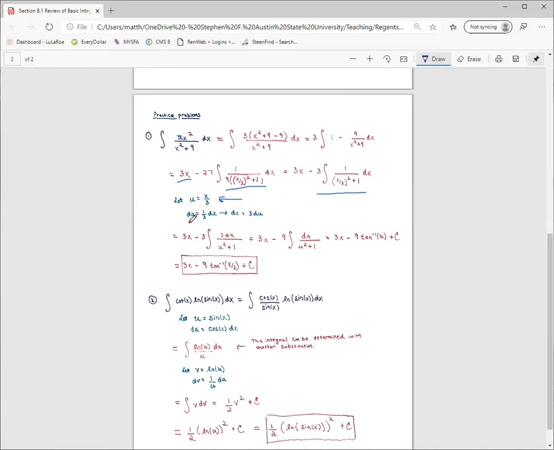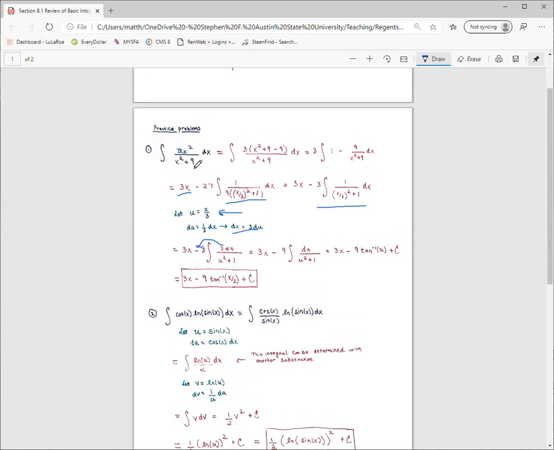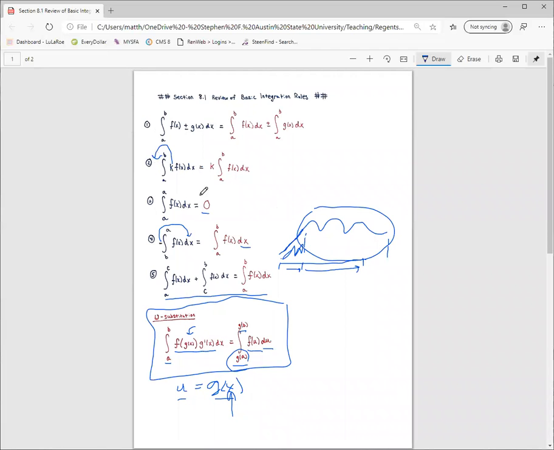Therefore, by the chain rule, du is equal to 1/3 dx. And therefore, I can plug in dx equal to 3 du. And we plug in, factor out that extra 3. Again, that's using this constant multiple rule number 2.